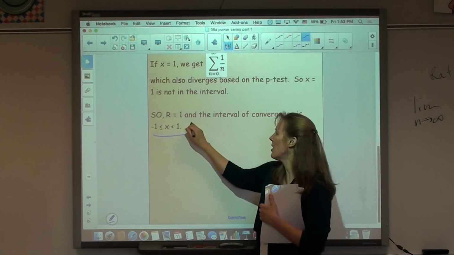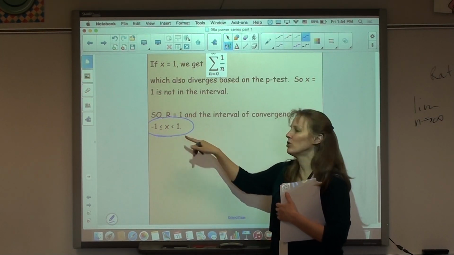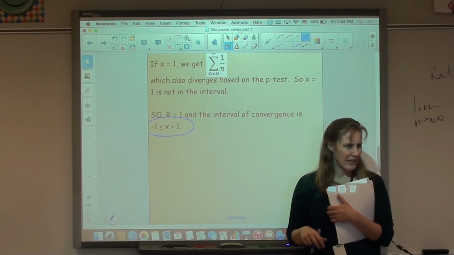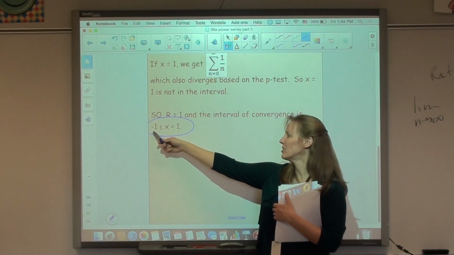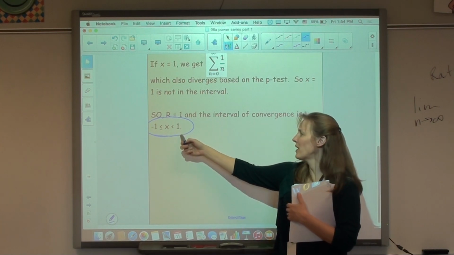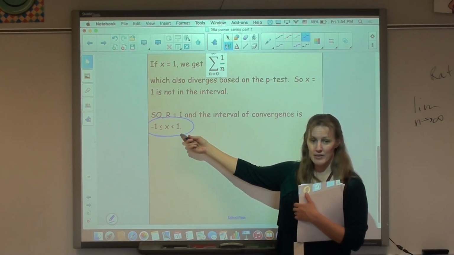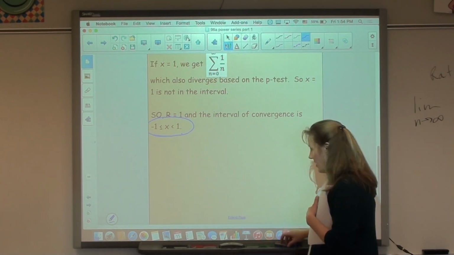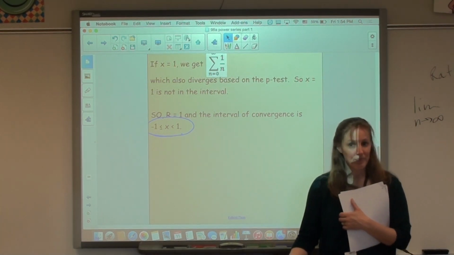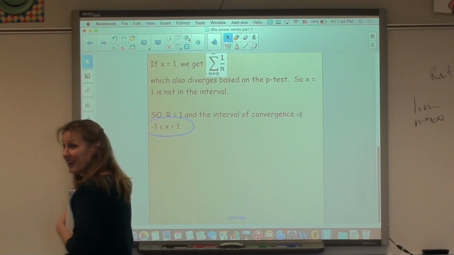includes the negative 1, but does not include the 1. Do you understand that? Okay, so the negative 1 works, so we include it. The 1 fails, so we don't include it. Right? Everyone okay so far? Ready to try another one that's harder?